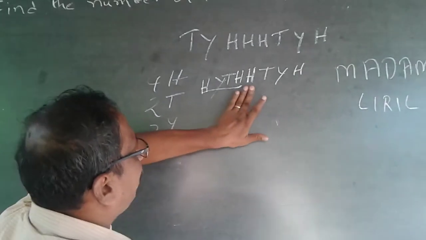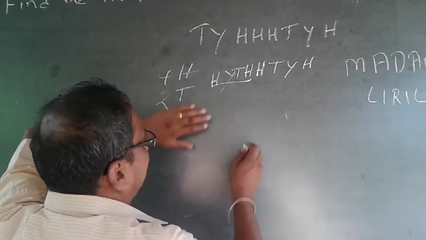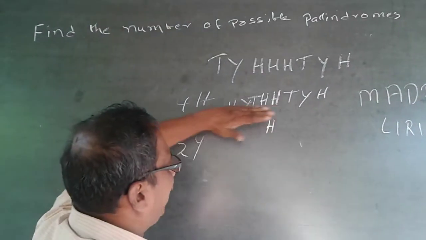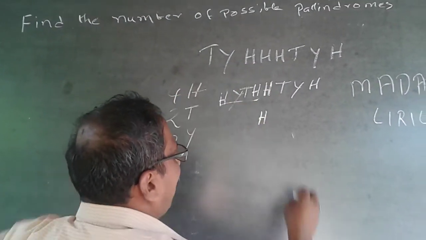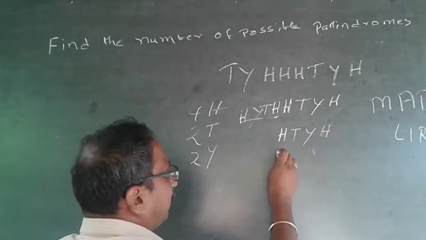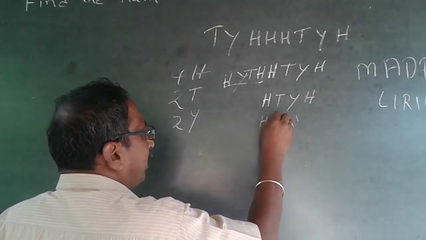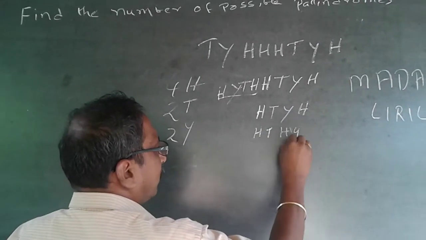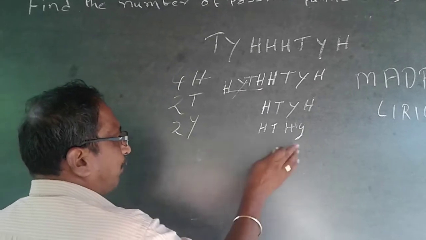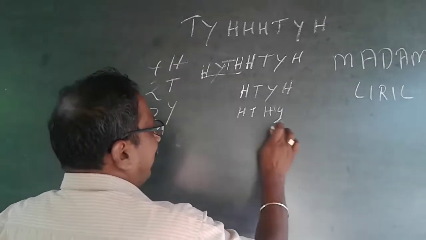Now, I will fix H in the first place. Then I will have T, Y, H. Now I am fixing H in the first place, and I can also have T, H, Y. I am not writing it again and again. Now T, H, Y.